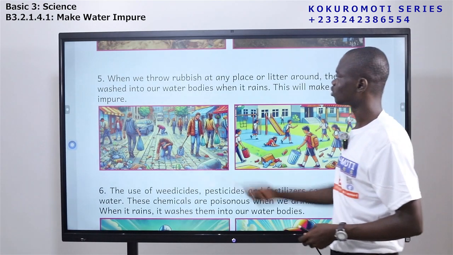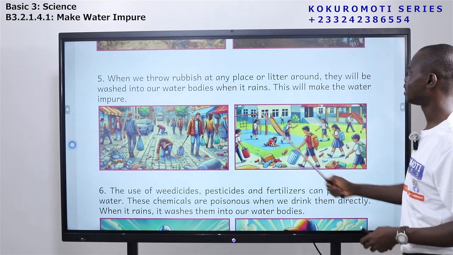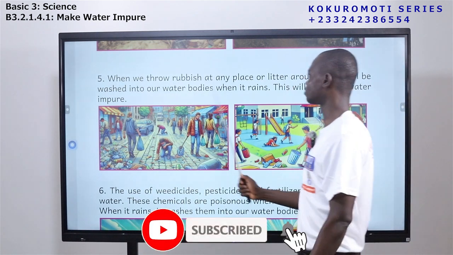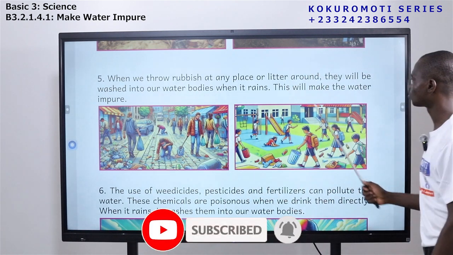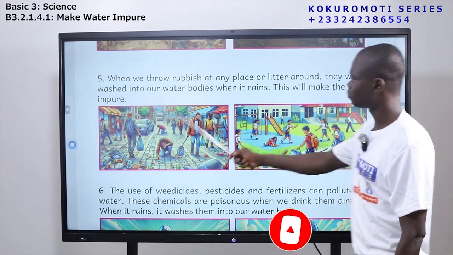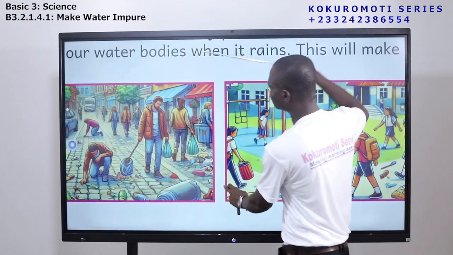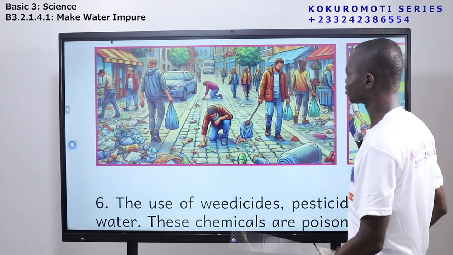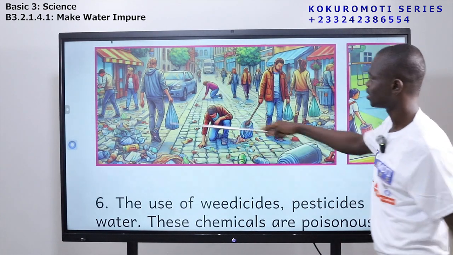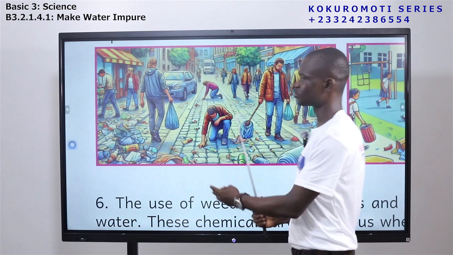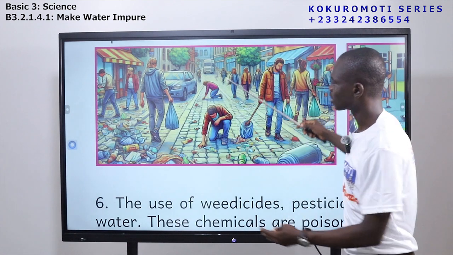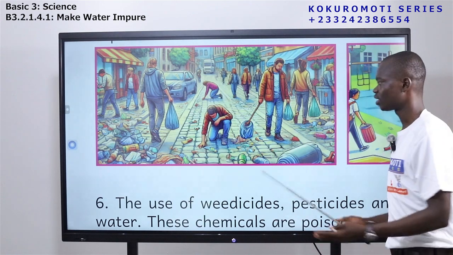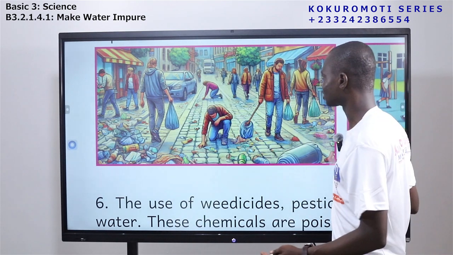The next one is that when we throw rubbish at any place or litter around, they will be washed into water bodies when it rains. This will make the water impure. Look at this picture. They are just littering around. Look at the rubbish here. Imagine if it rains, the rainwater will carry all these things and then deposit them in water bodies, and that will pollute the water body.